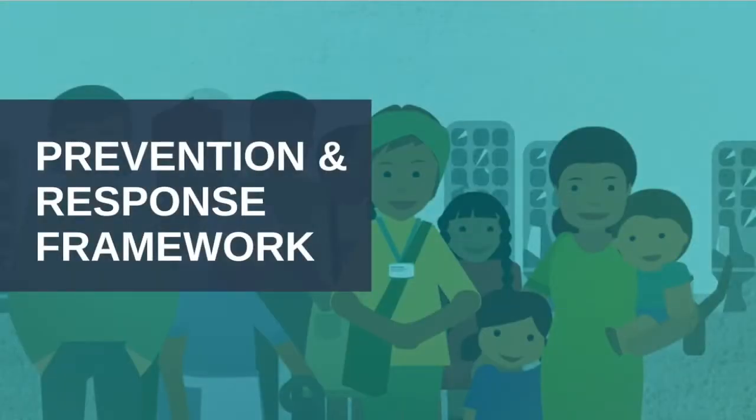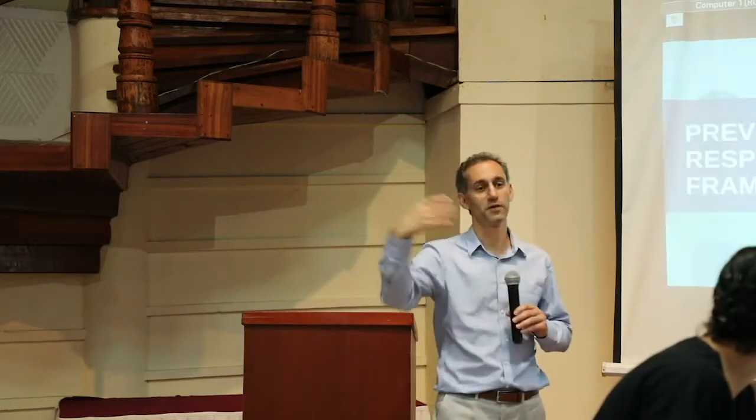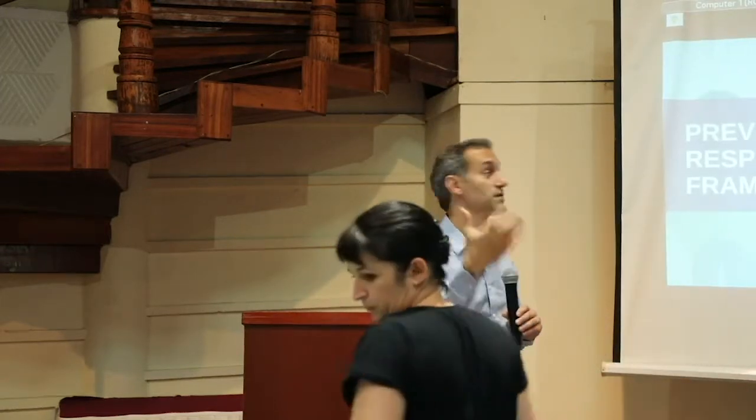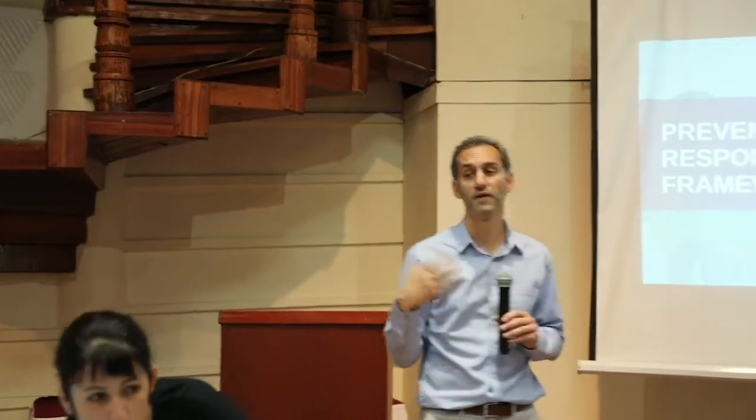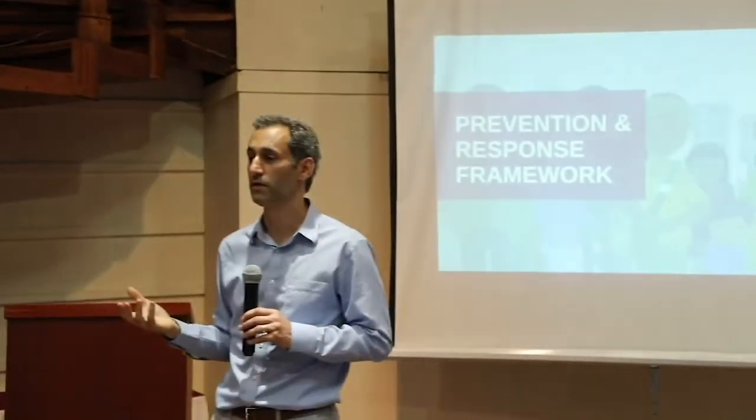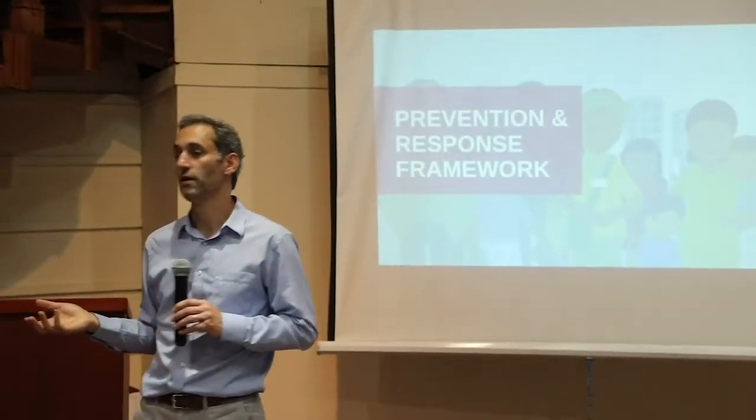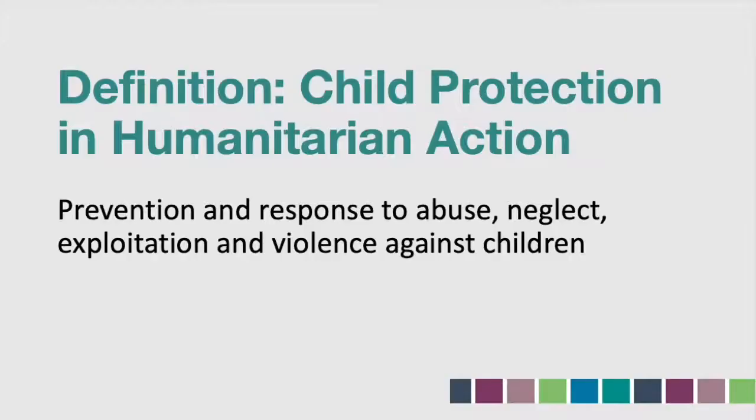Because prevention is one of our strategic priorities, we have been working on developing a framework of what we actually mean by prevention. A few of you have seen this because we have been trying to bounce ideas off of you: how do we better define what we mean by prevention when we talk about the definition of child protection, which is prevention and response to abuse, neglect, exploitation, and violence against children.